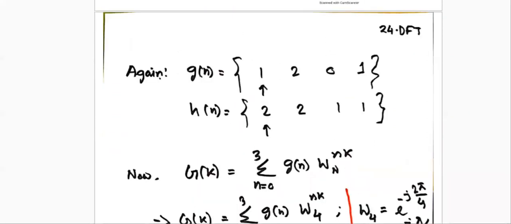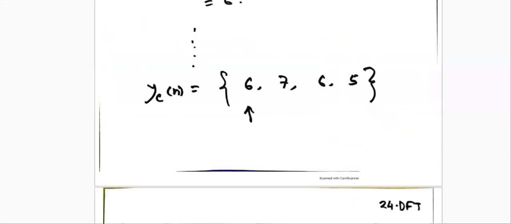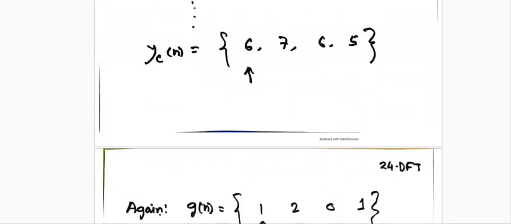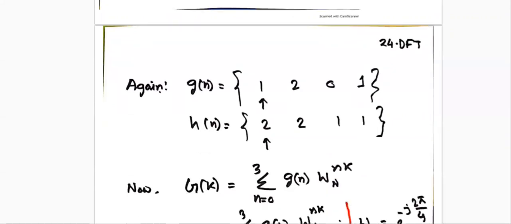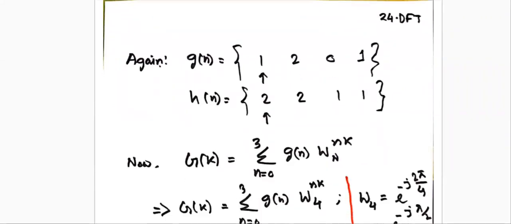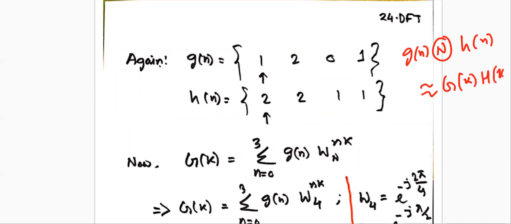Now there is another process. The previous one is based on the equation. We can perform this circular convolution. Now the second method is by using the Fourier transform. As we already know, the circular convolution of Gn and Hn in the time domain is equivalent to multiplication in the frequency domain.